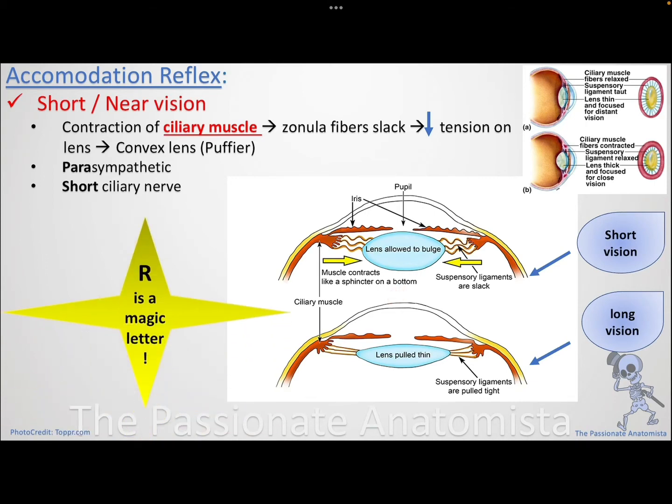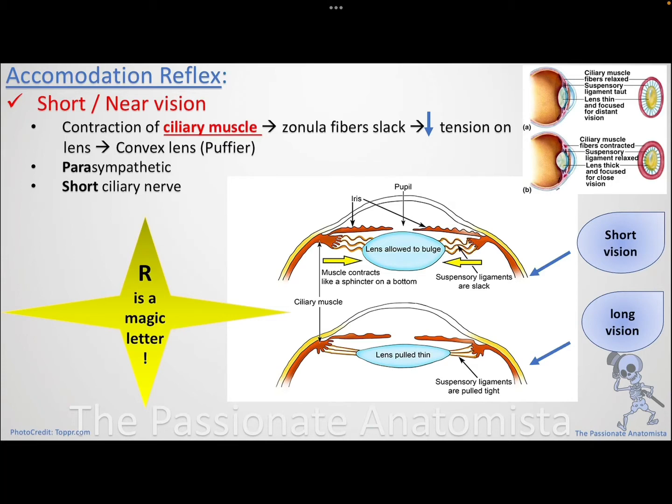So what's the magic letter we have here? It's the R letter. For short vision, parasympathetic innervation through the short ciliary nerve causes contraction of my ciliary muscles, and that makes my lens puffier. As advice from me, remember it as the R letter, memorize only one thing, and in the exam, if you are asked about the opposite, you know that it is the opposite of the information you know.